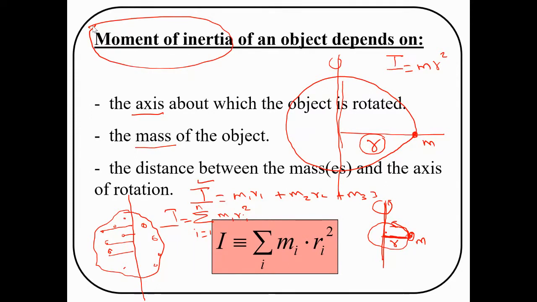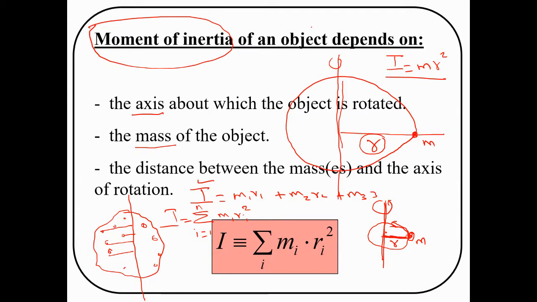M is the mass of the object. R is the square of the distance from the axis of rotation to the mass. And should we write sigma for this equation? No need to write sigma. Listen carefully. If we are asked for the definition, there is no need to put sigma, because why do we put sigma?